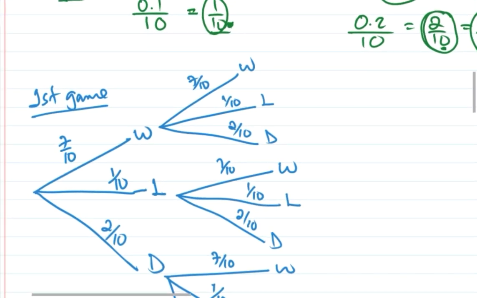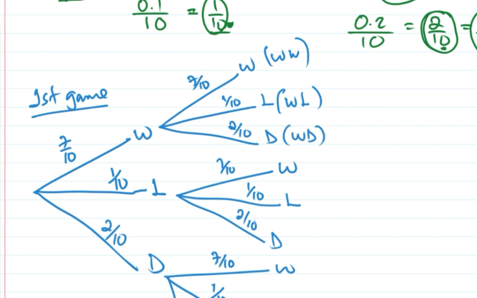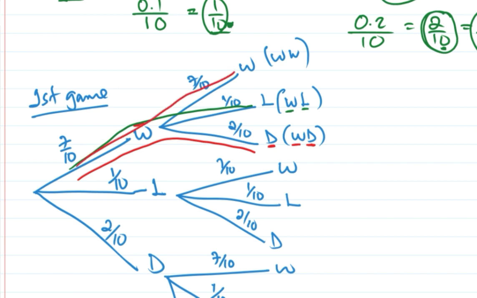So writing the probability space, we have winning both the games, winning and losing, and winning and drawing. Both to get winning and drawing is this win and this draw, whereas the other path is winning and losing. And the third path here is winning. So you cannot solve this one without your tree.